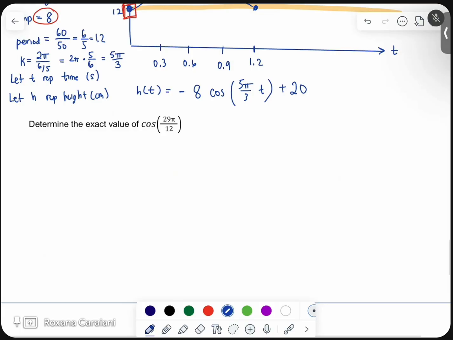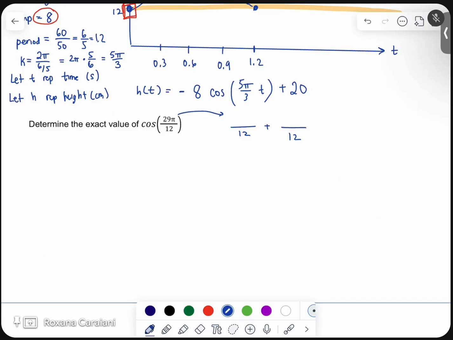Okay, so we need to determine the exact value of cos 29 pi over 12. Obviously 29 pi over 12 is not a special triangle angle, so I need to find the sum or difference of two special angles that give me 29 pi over 12. So what I'm going to do just on the side here is try to add two fractions with a denominator of 12, and hopefully when I reduce those fractions, they become a special angle. So something over 3 or 4 or 6 or 2, something like that.